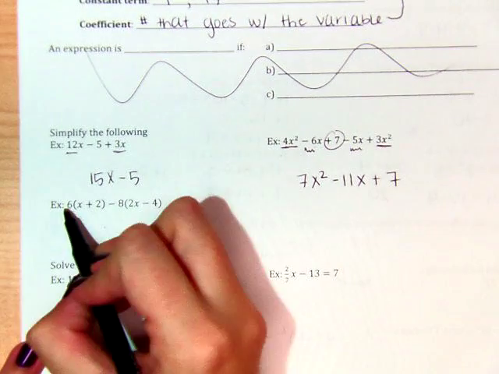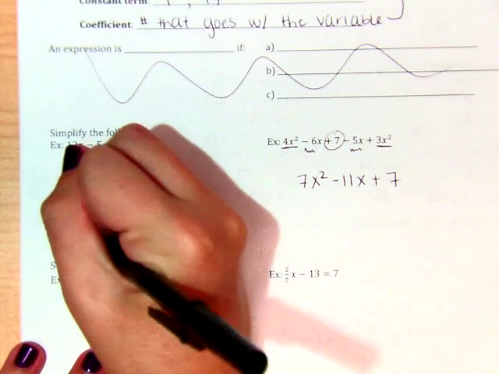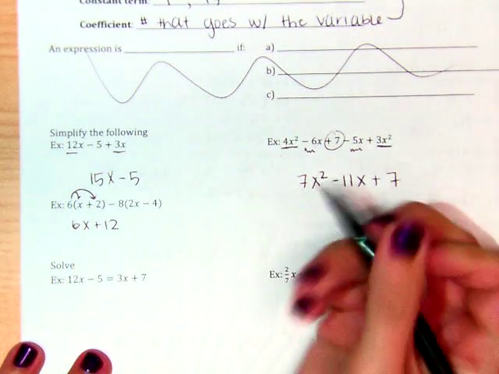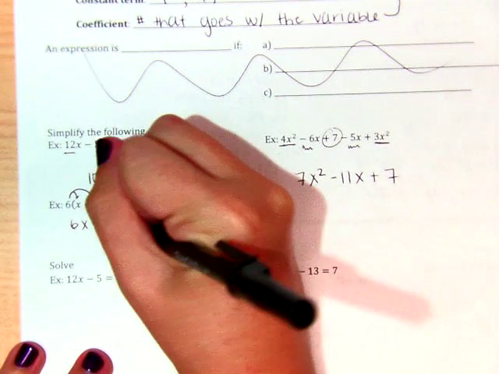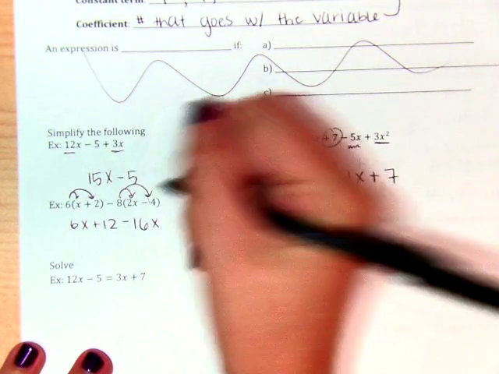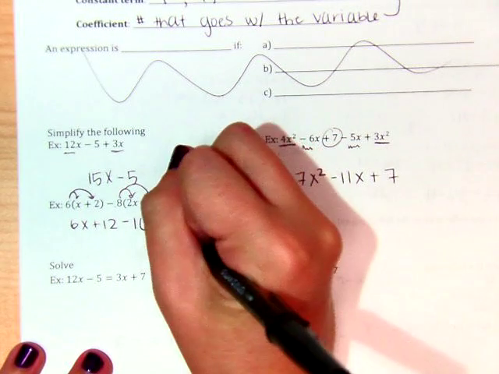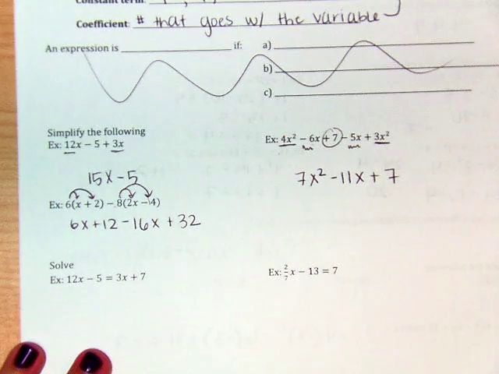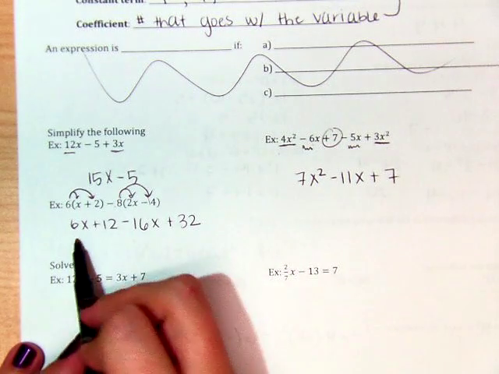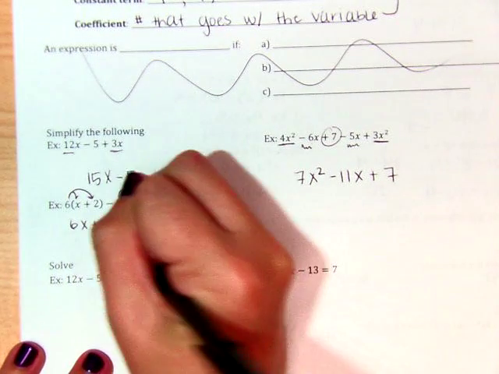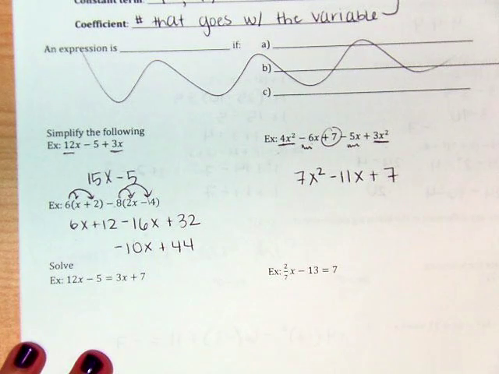Keep going. We got a 6 out front. We got to distribute. We're multiplying. So we have 6x plus 12. Then we have this minus 8. So we have minus 8 times 2x, so minus 16x. And then be careful, minus 8 times minus 4 gives me positive 32. Then it's just like this problem up here, and you simplify. 6x minus 16x, negative 10x, plus 44.